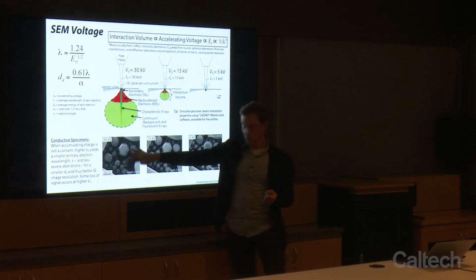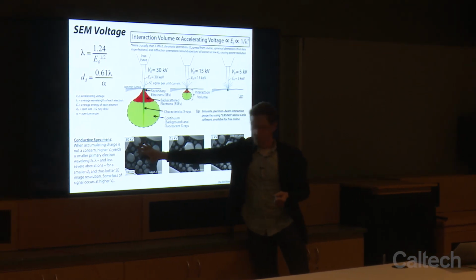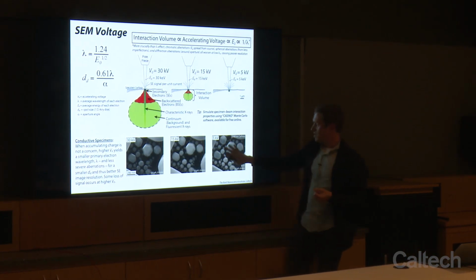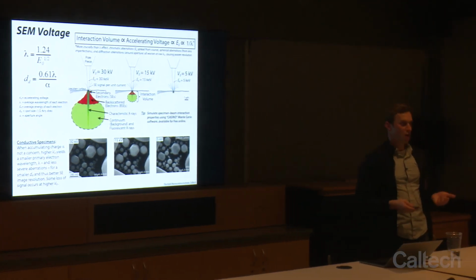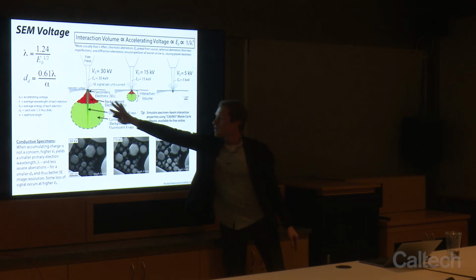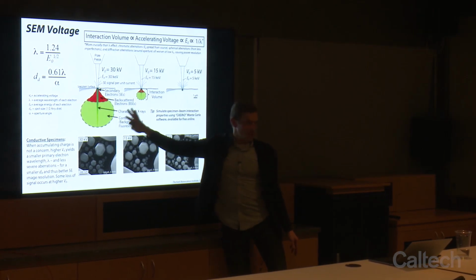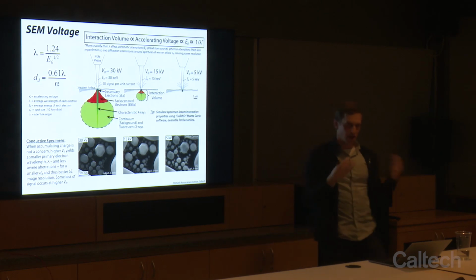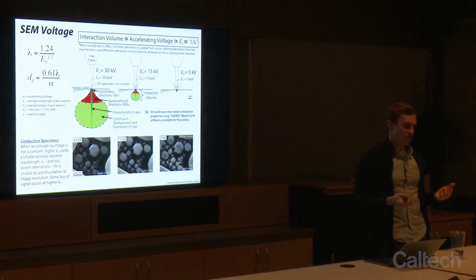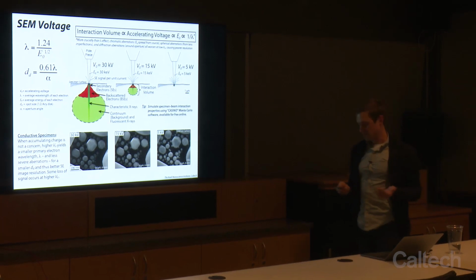So here, this is just gold on carbon. We have a much sharper image at 30 keV versus 15 versus 5. But if you have a non-conductive specimen, that doesn't really help you, because by putting all of this electron negative charge into your sample, you can build up charge. Your beam will start deflecting. You're not going to get a nice image. You'll get a lot of artifacts, what people often call charging artifacts.